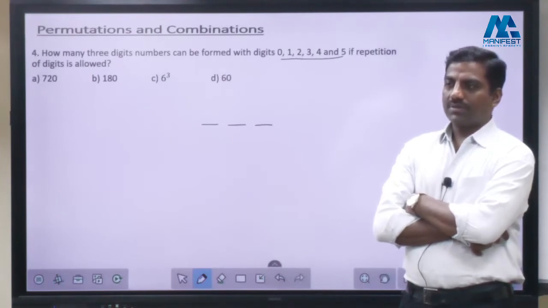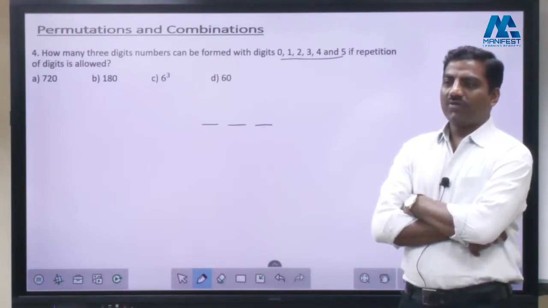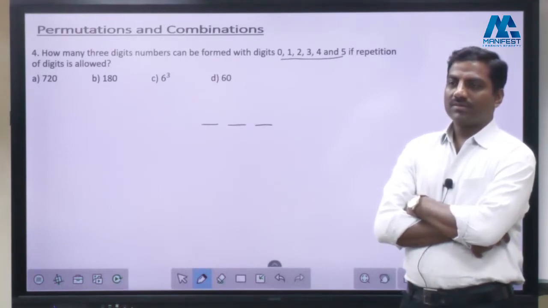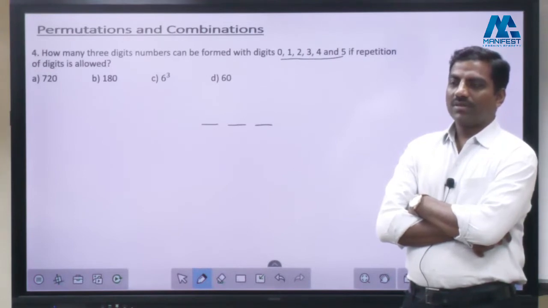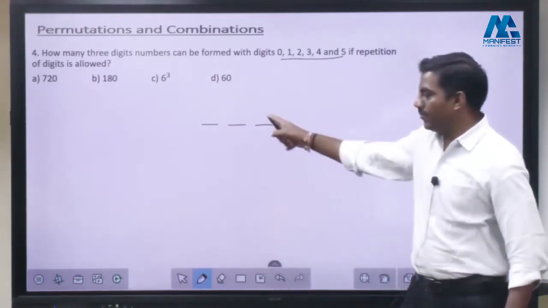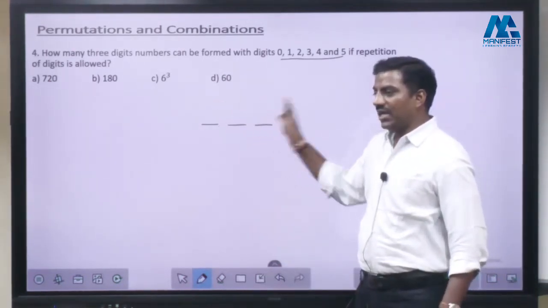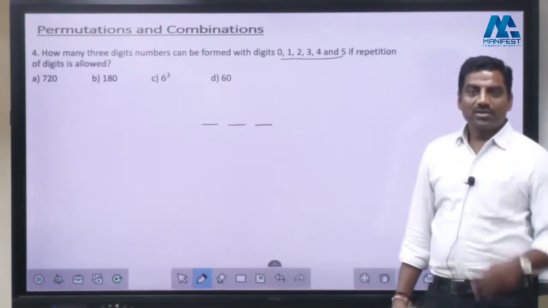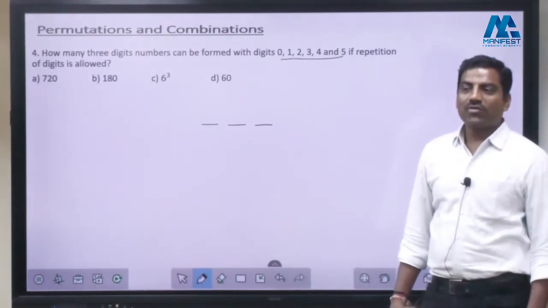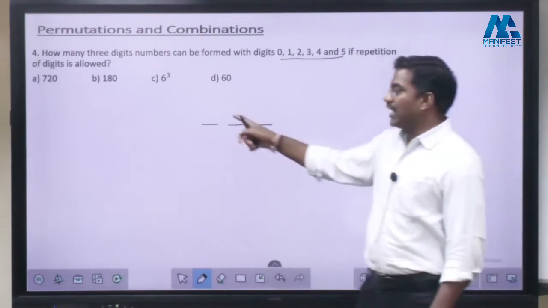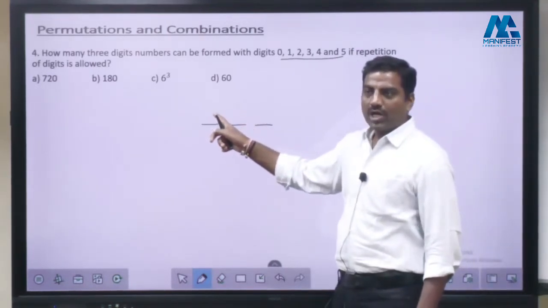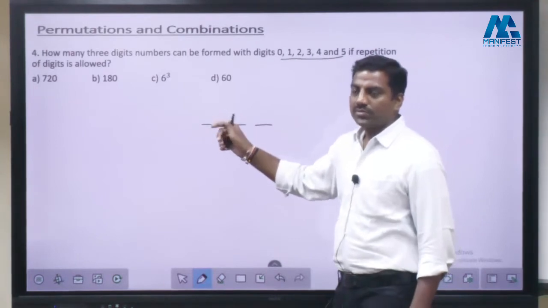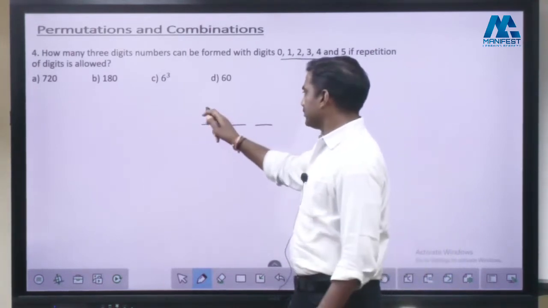First place can be filled in how many ways? 5 or 6? Why 5? If we write 0 here and give any number here, can you call that a 3-digit number? That becomes a 2-digit number. So you cannot fill with 0. If you don't have the option of filling it with 0, how many options do you have? 1, 2, 3, 4, 5.